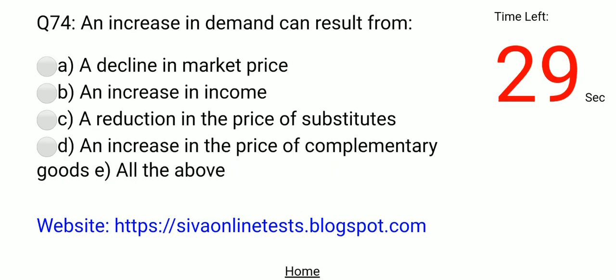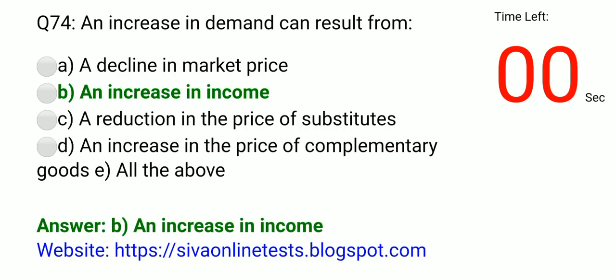Question 74. An increase in demand can result from. Options. A. A decline in market price. B. An increase in income. C. A reduction in the price of substitutes. D. An increase in the price of complementary goods. E. All the above. Answer. B. An increase in income.